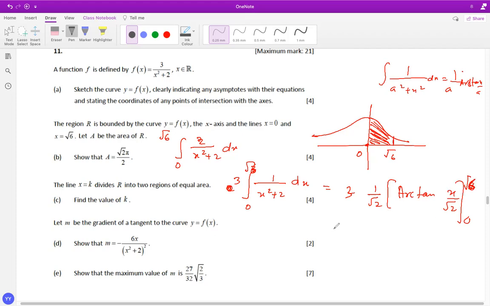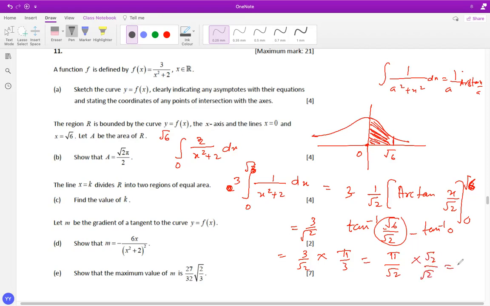So what we get is 3 over root 2 is the first part here, times arctan. So that's tan inverse of root 6 over root 2 minus tan inverse of 0, that's going to be 0 itself. And this part is going to be 3 over root 2 times tan inverse of root 3, which is pi by 3. That's going to be pi over root 2. And if you rationalize, multiply by root 2 and divide by root 2, that becomes pi root 2 over 2. That's what you wanted to prove for part B.